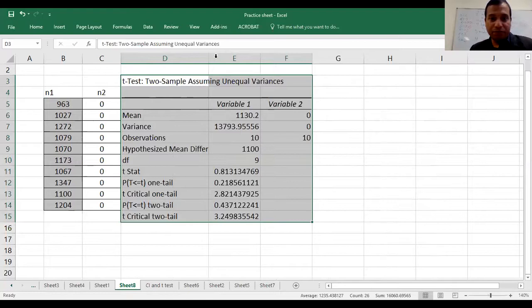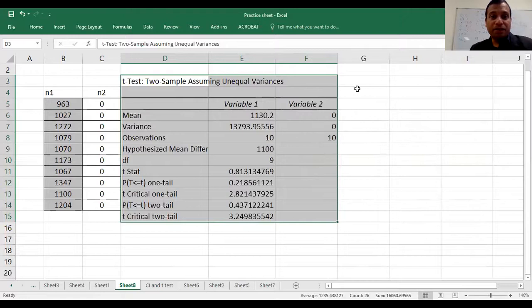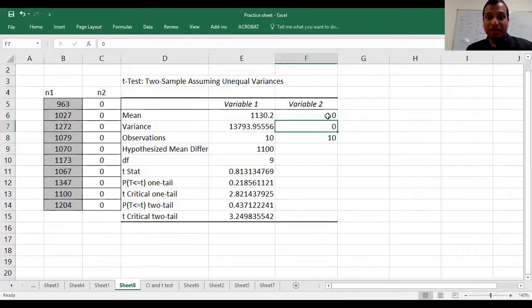The result is in front of you. See on the top, the t-test two sample assuming unequal variance. Yes, we created it in a tricky way, with the second sample being 0, so the variances are unequal. You see the variance is 0 for the second, the mean is 0, and the observations are 10. That doesn't matter. So what is important here? We got the same. Did you see it match with the sample statistics which I gave you earlier? The mean value is the same, 1130.2.